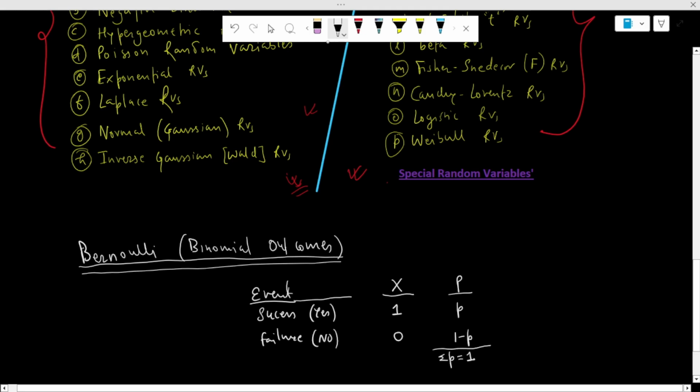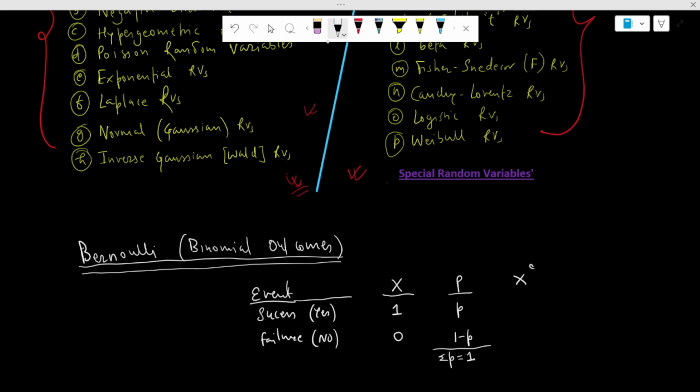From this relationship, let us calculate x squared. This is again 1, 0. And if we want to calculate x cubed, this will also be equal to 1, 0. And accordingly, if we want to calculate x to the power n, that should also be equal to 1, 0.